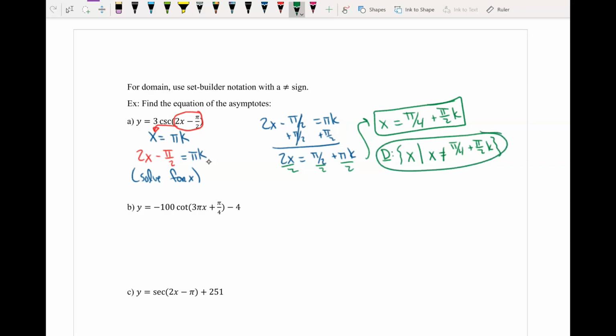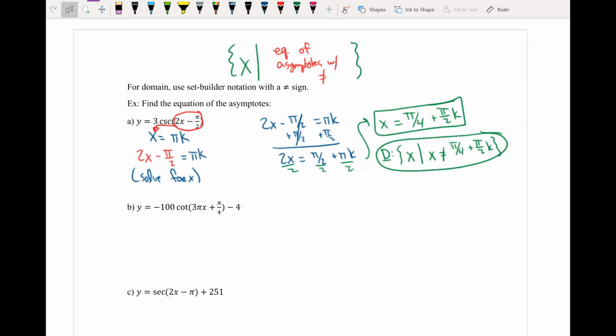If I was to ask the domain, you will just have to have it in the set builder notation form, which is basically x, a little line, and then here is where you will put the equation of asymptotes, with a not equal sign.